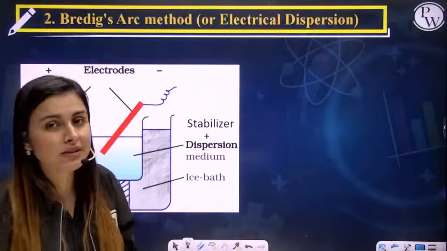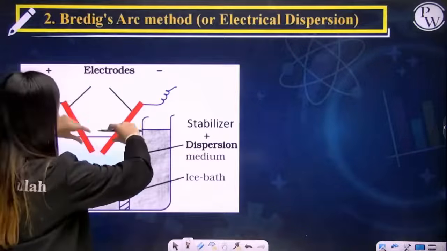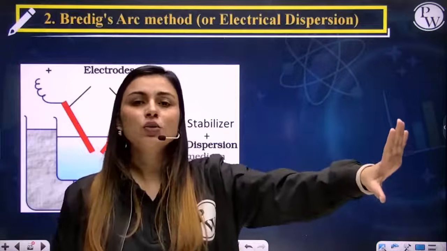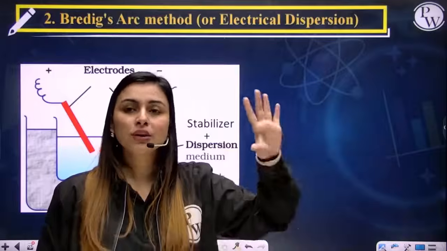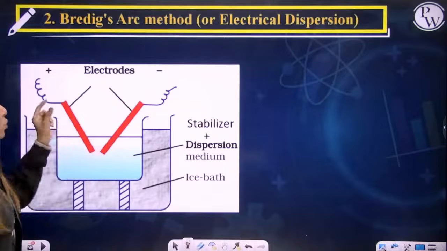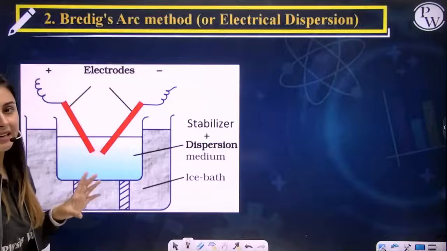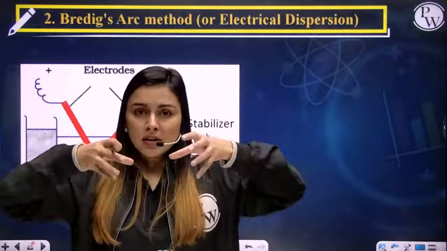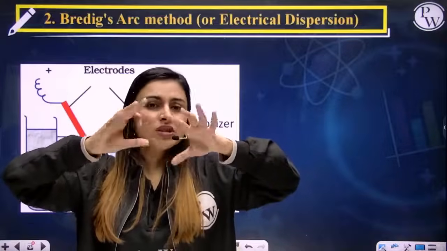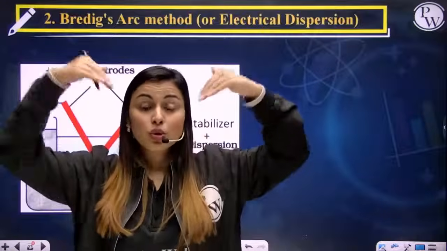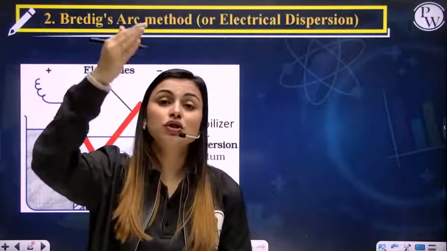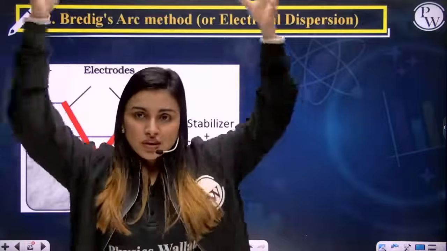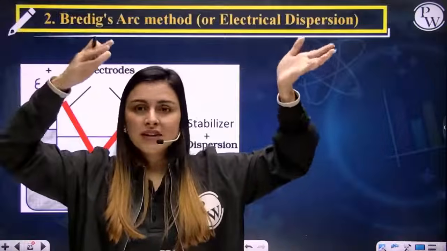What actually happens is you take two metal electrodes here. Whichever metal colloid you want, you take those electrodes. You attach them to the battery positive and negative terminals. So you took an ice bath, you took a container and you took dispersed medium into it, whichever medium you wanted, and then you took two electrodes of the metal of which you want to prepare the colloidal solution. And you connected both the electrodes to the battery, positive and negative terminal.